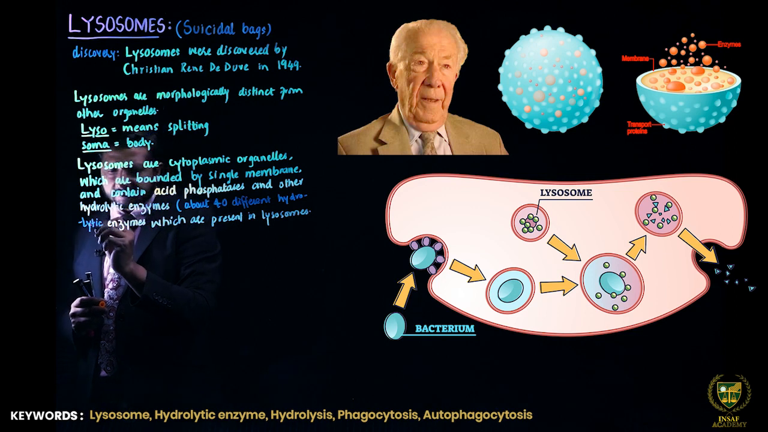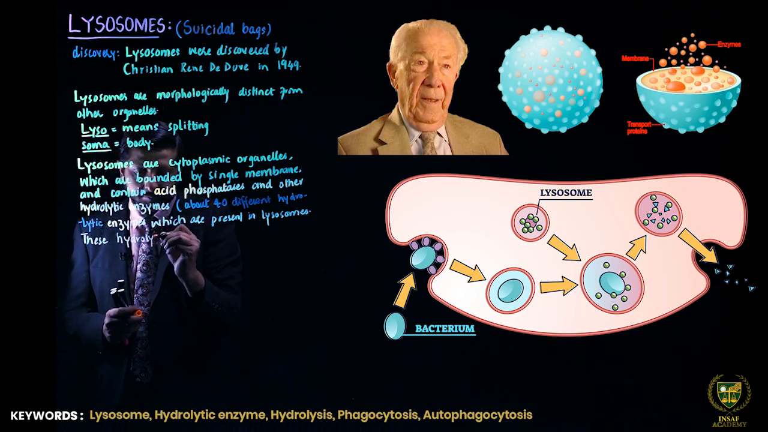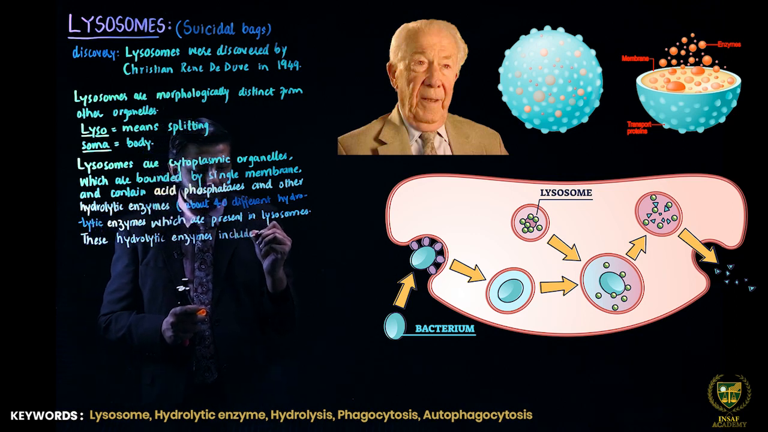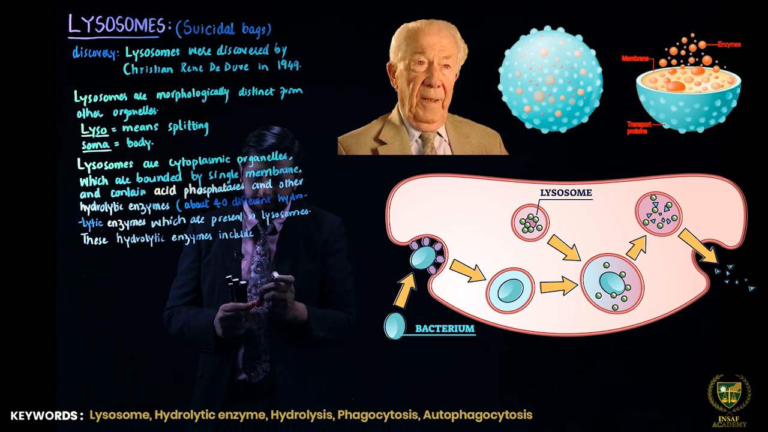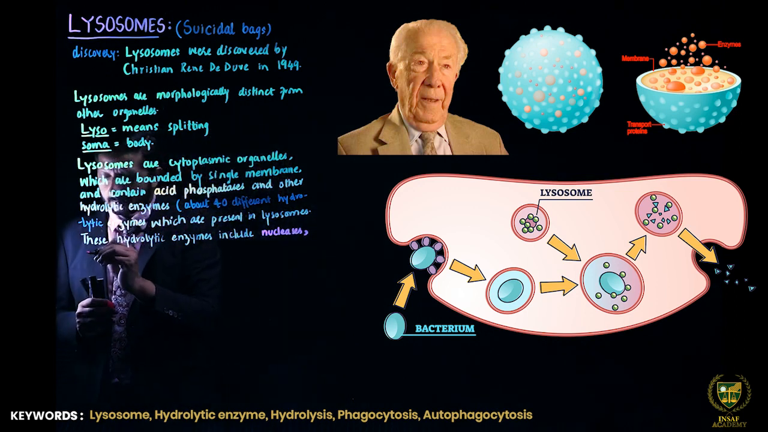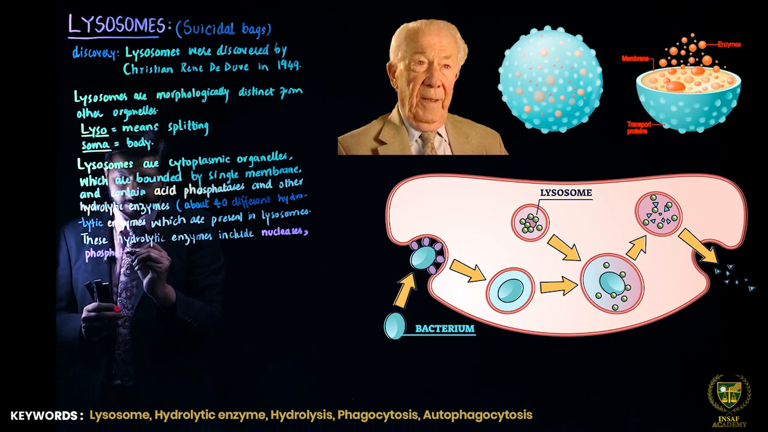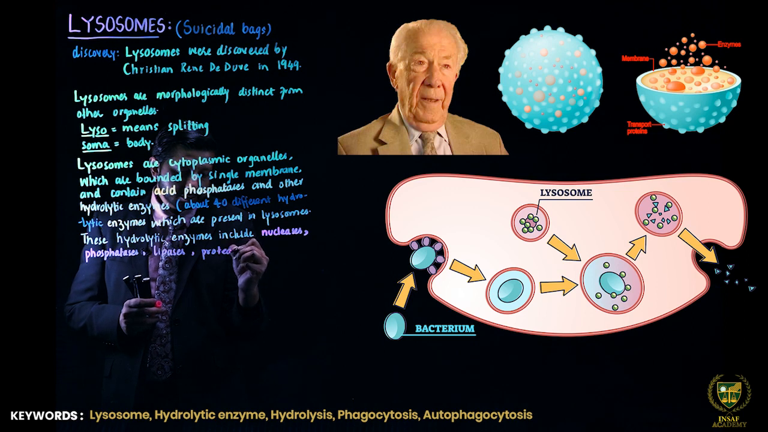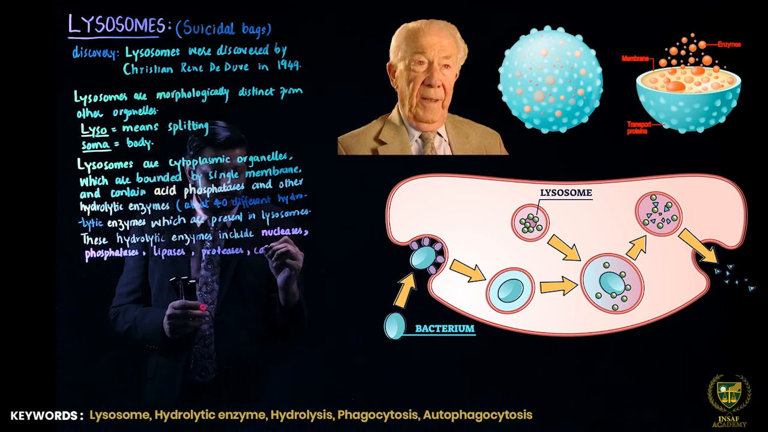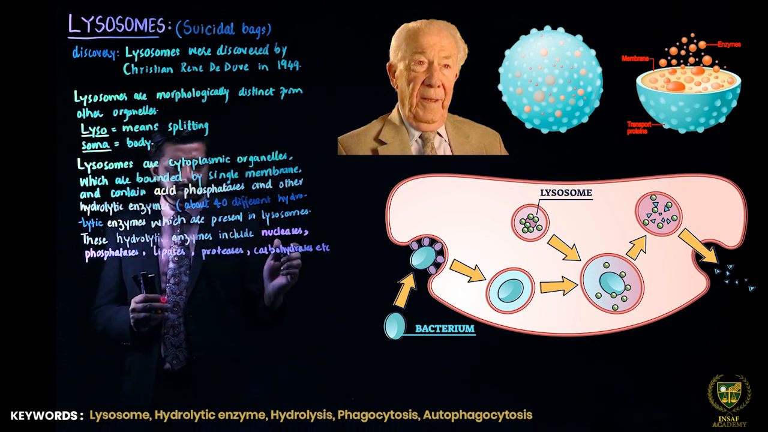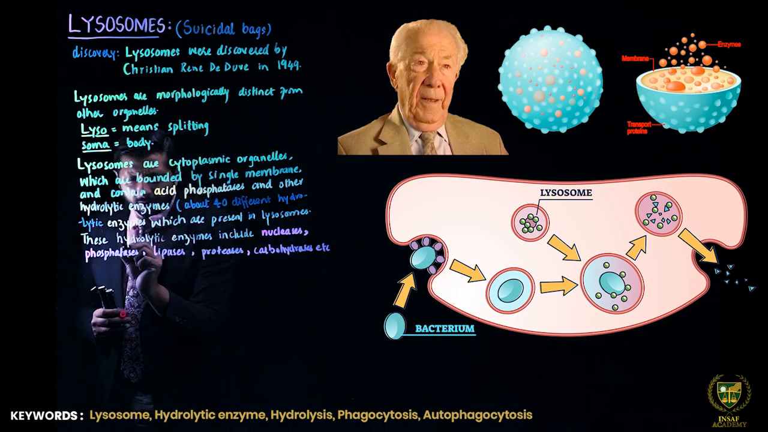And these hydrolytic enzymes include nucleases, phosphatases, lipases, proteases and carbohydrases, etc. So, like this, it contains about 40 different hydrolytic enzymes. Well, dear students, what are hydrolytic enzymes?